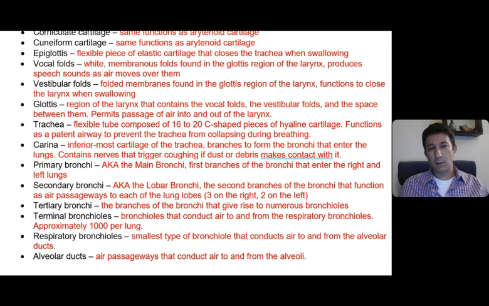So at the carina is where the trachea branches into a right and a left primary or main bronchi. The primary bronchi, which are also known as the main bronchi, are the first branches of the bronchi that serve to enter the right and the left lungs. These are the main air passageways delivering air to and from each of the lungs.